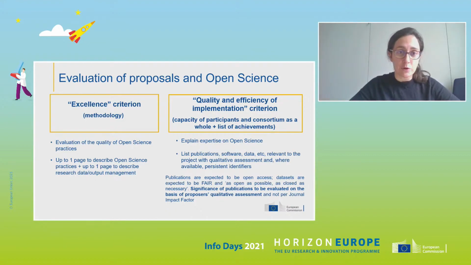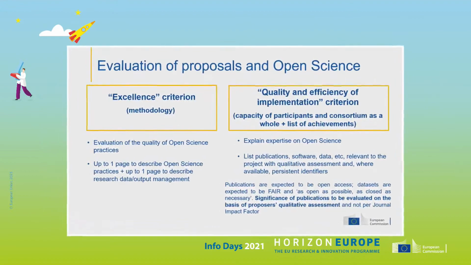And what is new in Horizon Europe? Open science is embedded and mainstreamed in the framework program and during the project life cycle. So from the presentation of proposals, to the evaluation, and the project. With regard to the evaluation of proposals, open science is evaluated under the excellence criterion as part of the methodology and under quality and efficiency of implementation. Under the excellence criterion, proposals will have to provide up to 1 page to describe open science practices and up to 1 page to describe research data and output management.